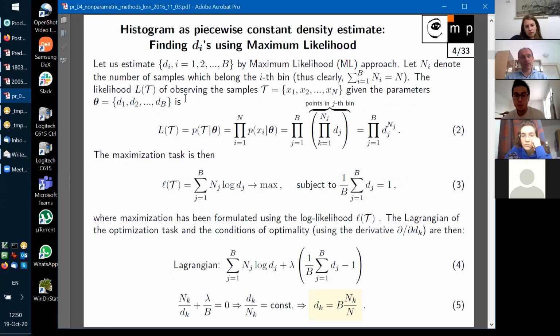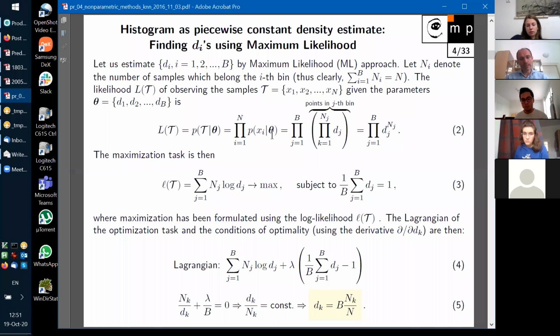So let's see. The first thing I would like all of you to understand is Formula 2. So what is the likelihood of the sample or the training set T, which is N points, N was 1,000 in the example before, given the parameter theta, the parameter vector. The vector has all these d_i's, d1 up to dB. This is the density in each bin. So the likelihood is a product of the probabilities of x_i given theta, we are invoking the principle of independent samples. So someone independently generated these 1,000 points.